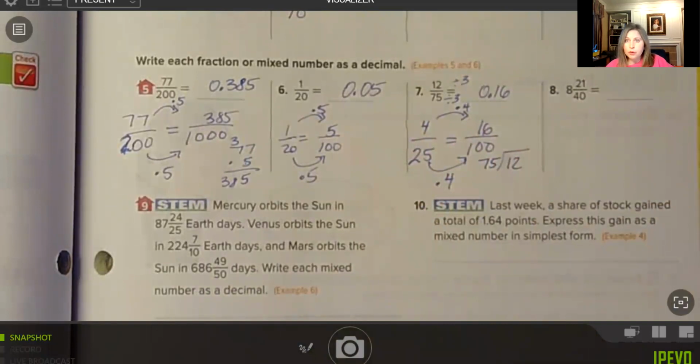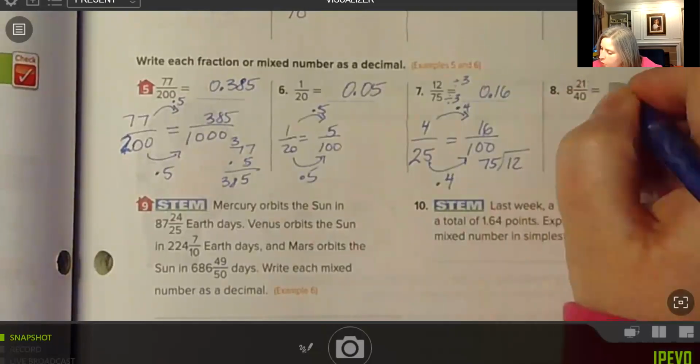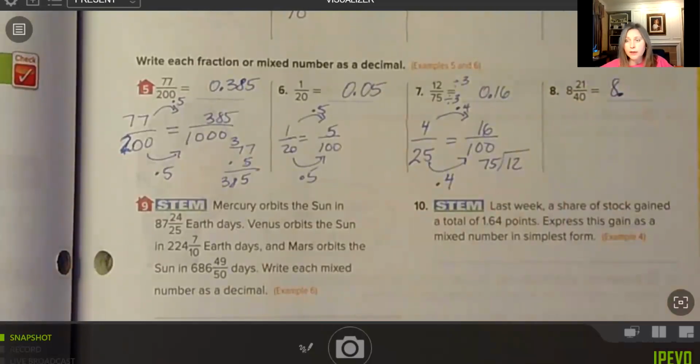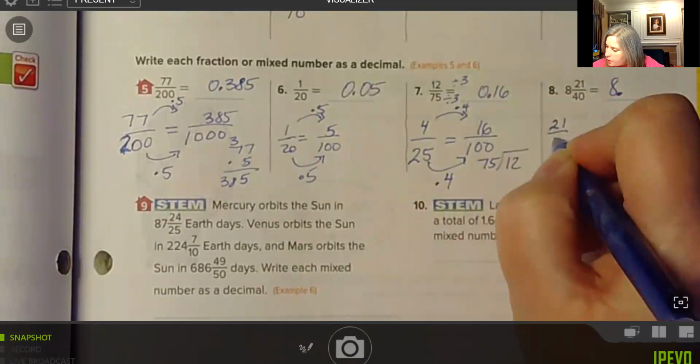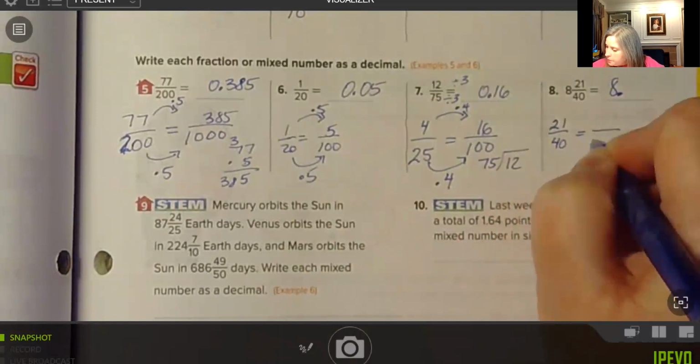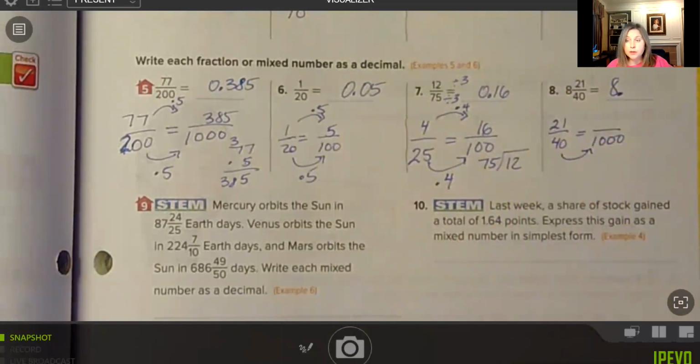So let's go ahead with number 8. So I could scale that up to 1,000. We know it's going to be 8 point something. So let's go ahead and get the 8 out of the way. We'll just leave that there. So 21 40ths. I can scale that up to 1,000. So what I'm looking to see is how many times does 40 go into 1,000? So is 1,000 divisible by 40?